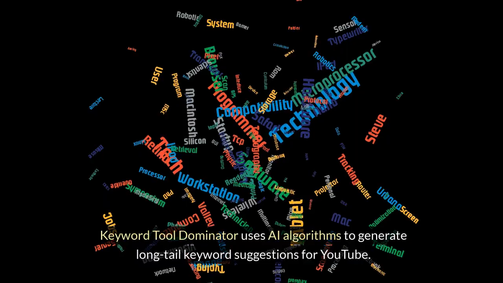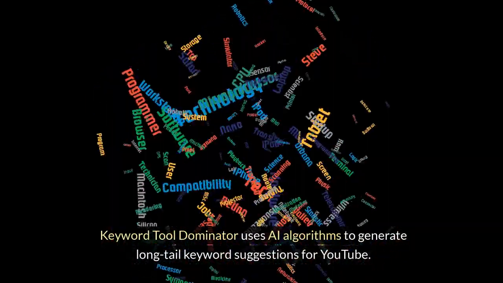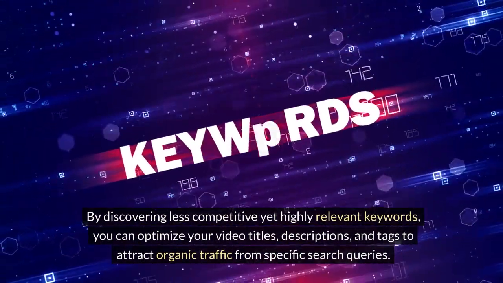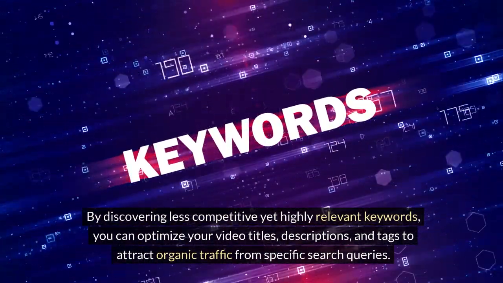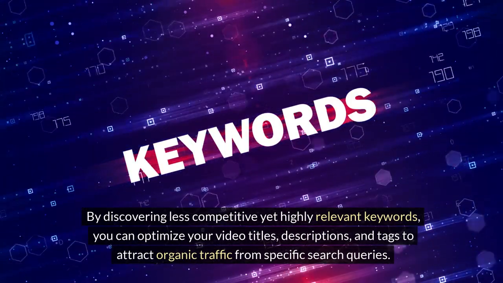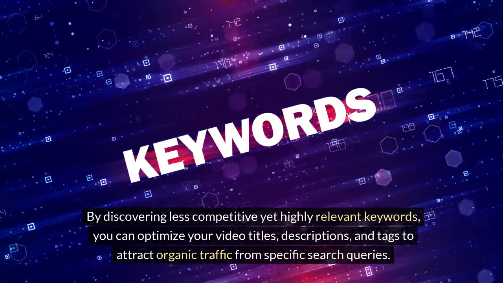Keyword Tool Dominator uses AI algorithms to generate long-tail keyword suggestions for YouTube. By discovering less competitive yet highly relevant keywords, you can optimize your video titles, descriptions, and tags to attract organic traffic from specific search queries.